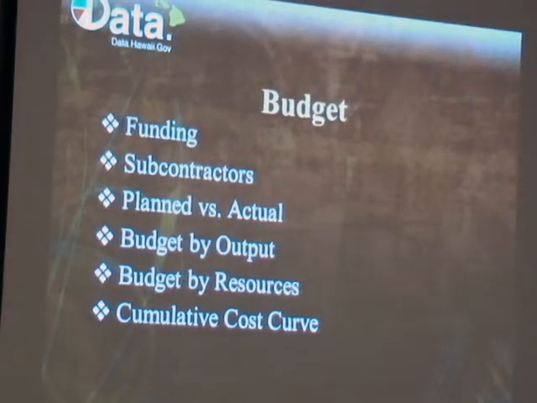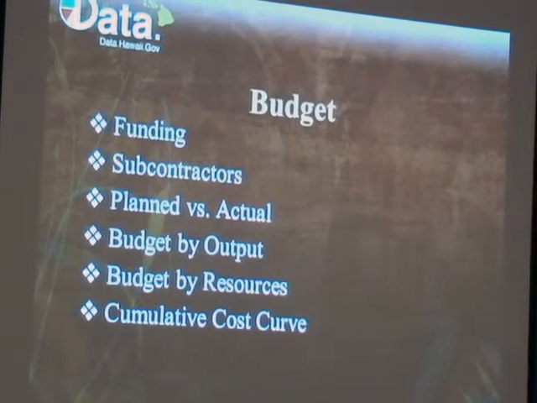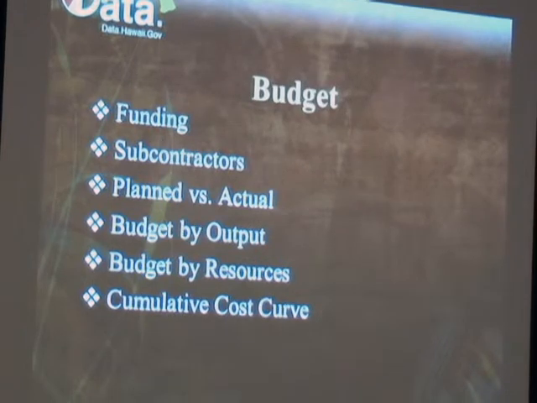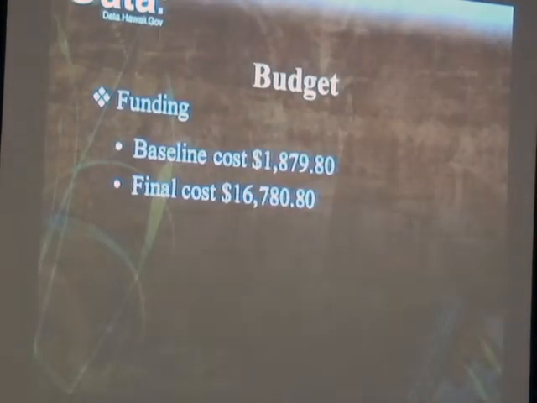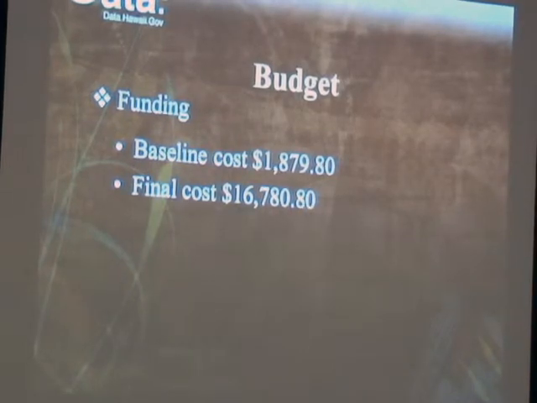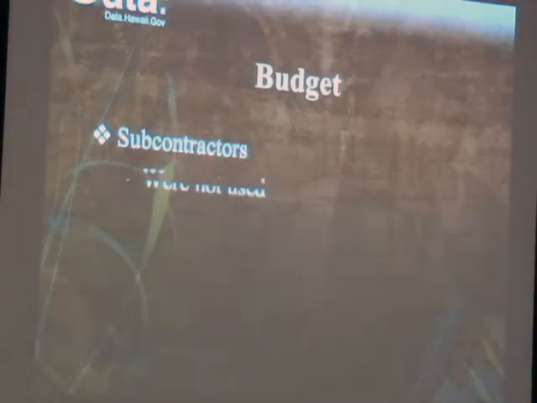For the budget, we'll talk about funding, subcontractors, plan versus actual, budget by output, budget by resources, and a cumulative cost curve. For funding, we had a baseline cost of about $1,900 and a final cost of just under $17,000. Subcontractors, we didn't use them. We used students.